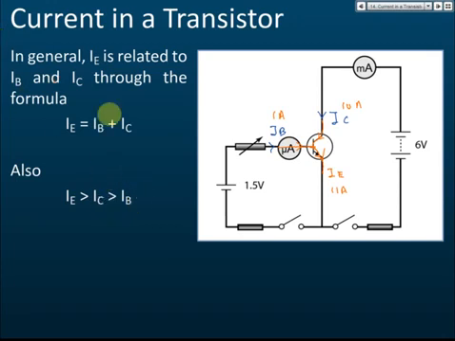These two relationships are very important. Make sure that you remember them, because they may be asked in objective questions. They will ask you the relationship between these three currents: IE equal to IB plus IC, or IE greater than IC and IC greater than IB. Which one? The second one: IE is the greatest among the three. Why is IE the highest? Then how about IC and IB? Why is IC greater than IB?